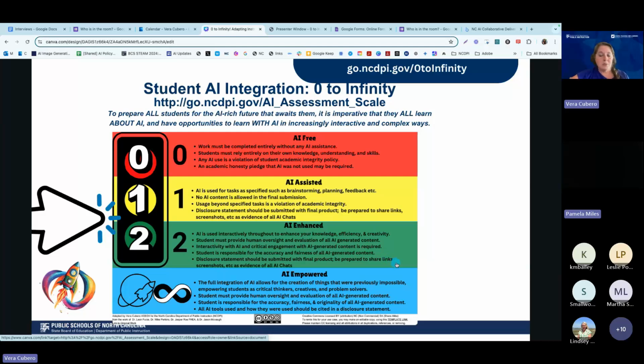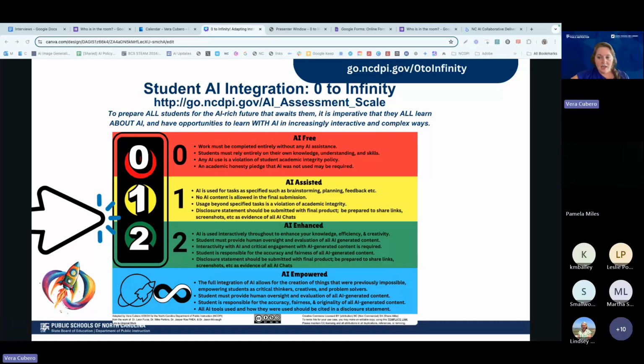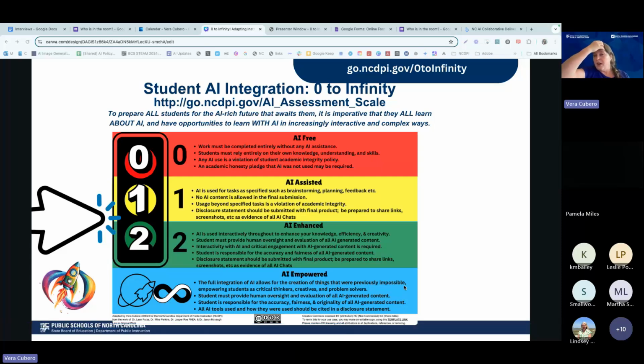And then they're also required to disclose the use of tools and how they used it. And the same thing applies there: sharing a link, or if you use one of those teacher created tools, the teacher has access to that already. And then finally, we hope that our high school students, as they near graduation, will have some opportunities to use it on an AI empowered level.